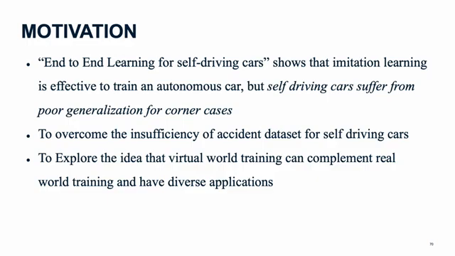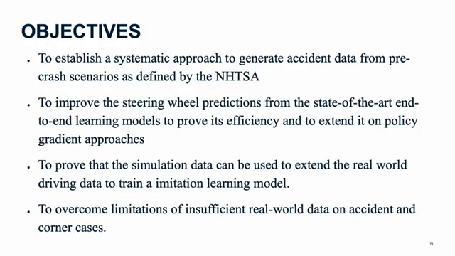We explore the idea that virtual world training can in fact complement real-world training and have more diverse applications. Our objective is to establish a systematic approach to generate accident data from pre-crash scenarios defined by the National Highway Traffic Safety Administration, to improve the steering wheel predictions using the state-of-the-art end-to-end learning model, and then extend it to a policy gradient approach. We also prove that simulation data can indeed be used to extend the real-world driving data to train the imitation learning model, overcoming the limitation of inadequate real-world data.